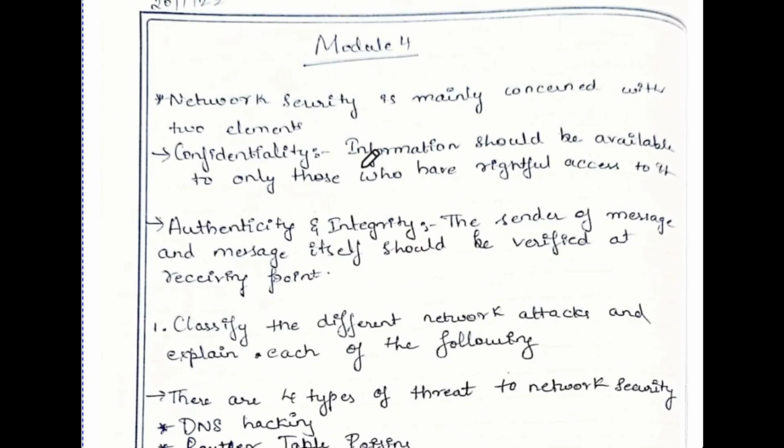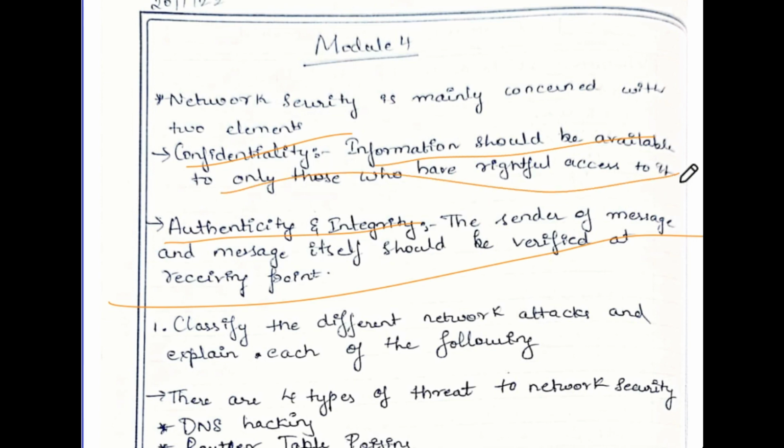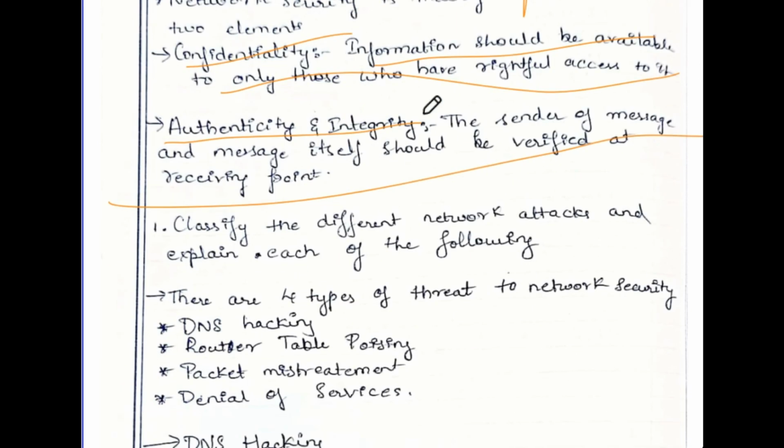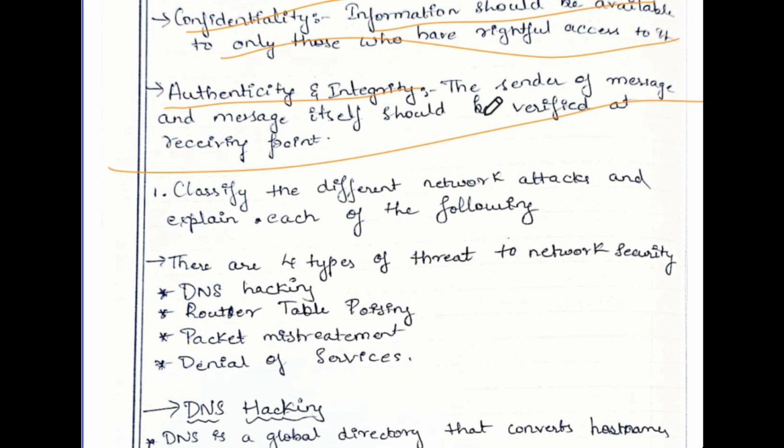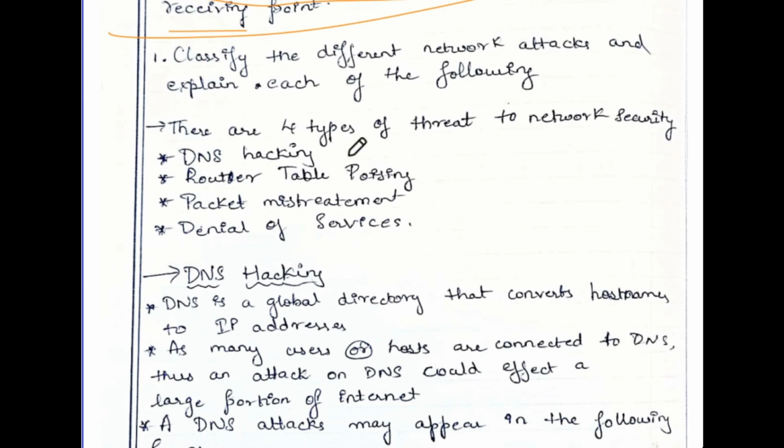What are the elements of network security? There are three elements of network security: confidentiality, authenticity, and integrity. Confidentiality: information should be available to only those who have the rightful access to it. Say in a WhatsApp message, if one person sends a message to another, the two of them are authorized to access the information, rightful access. So this is confidentiality. Authenticity: the sender of message or the message itself must be verified at receiving point.